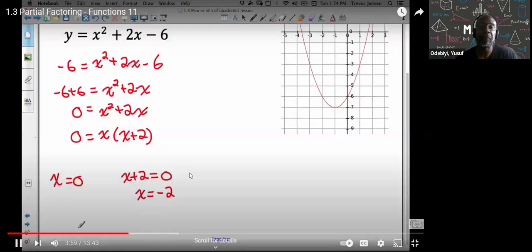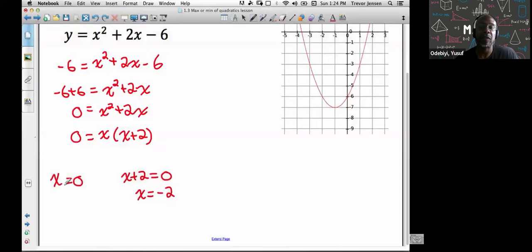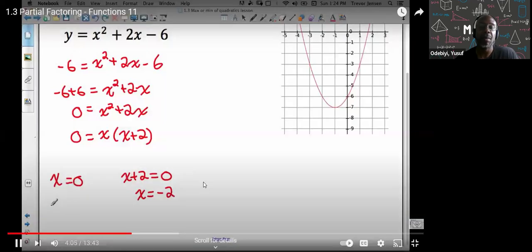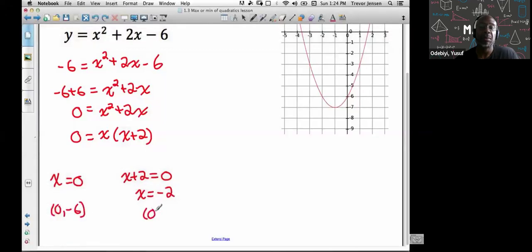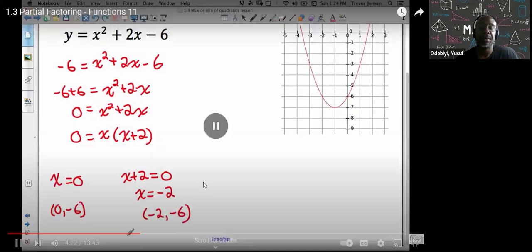These are the two x values that have a y coordinate of -6. So essentially I've found 2 points on my parabola. I found the point (0, -6) and (-2, -6). Those are the 2 points I've found. You see how it's a little bit cumbersome, this process, right? So I wouldn't do it, but I'm going to show you.